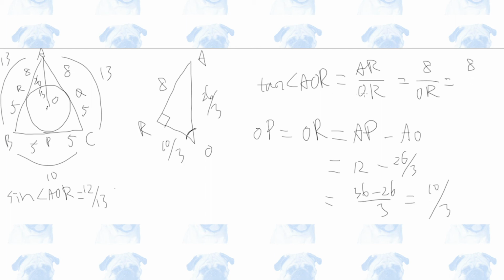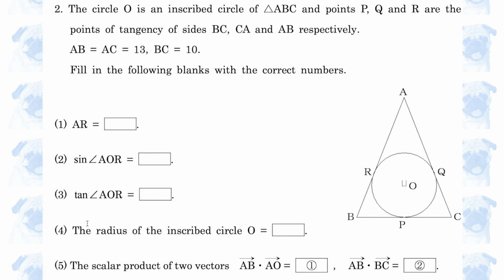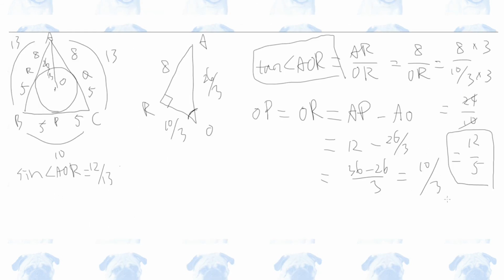So tangent AOR would be 12 over 5. And we have already found the radius of the circle, which was 10 over 3.